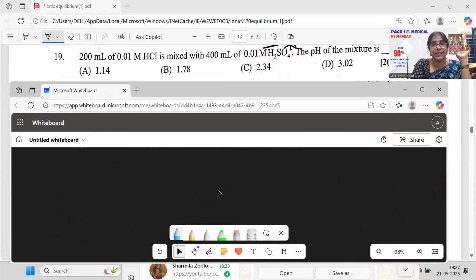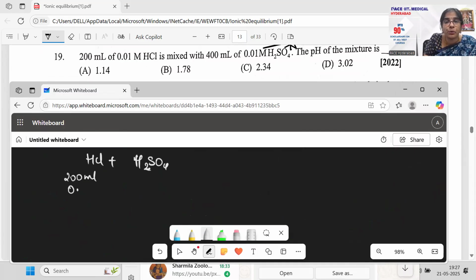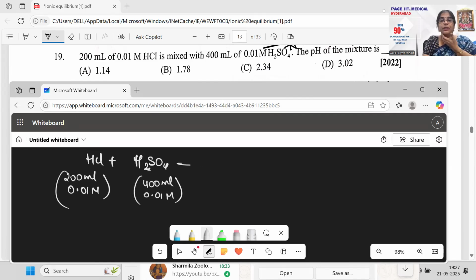Now, HCl is mixed with, all right. So question पूछा है यहाँ पे HCl is mixed with H2SO4. HCl is mixed up with your H2SO4. How much is the HCl? 200 ml of HCl, 0.01 molar HCl mixed up with H2SO4 is 400 ml, 0.01 molar given to you. Then the pH of the mixture is what is being asked to us.